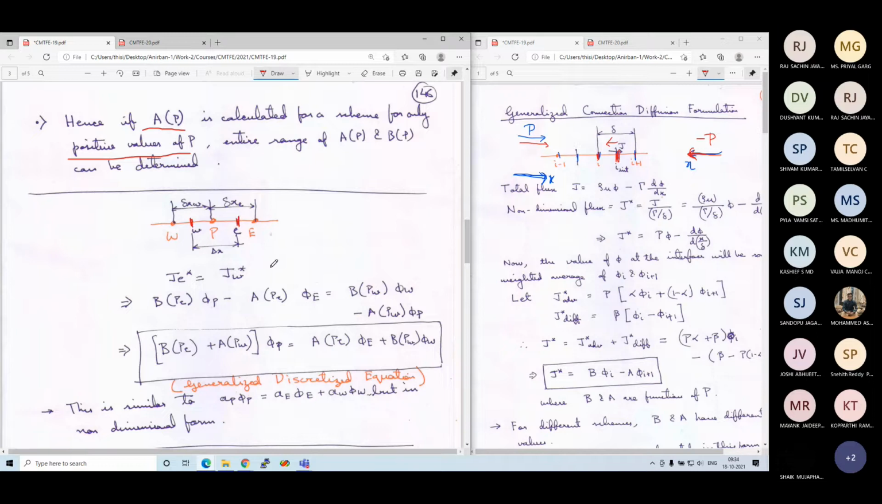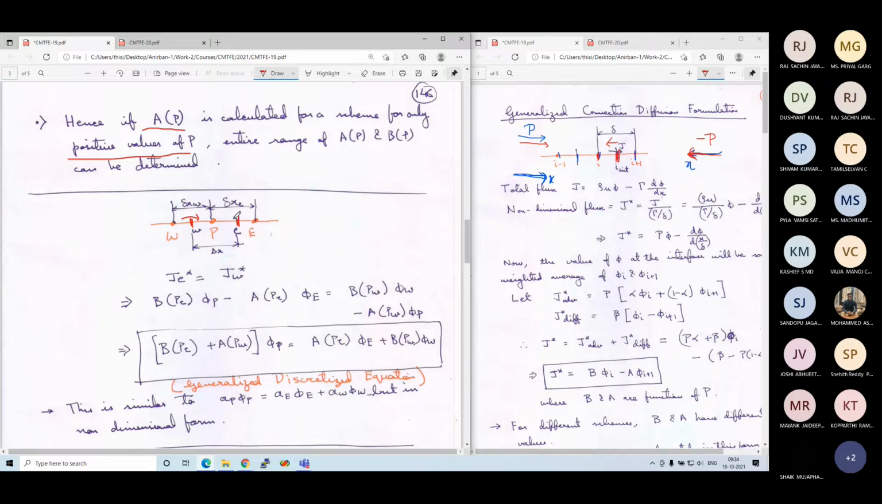Obviously, this is understandable. Why? Because there is no source term. As there is no source term, whatever flux comes from here should go out from the other side, because there cannot be any accumulation. The flux is the same, to maintain the balance of flux. So J star is equal to JW star, where J star is the flux at this point and JW star is the flux at this point.